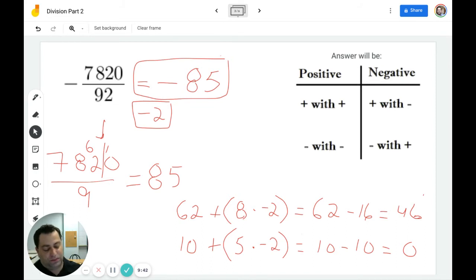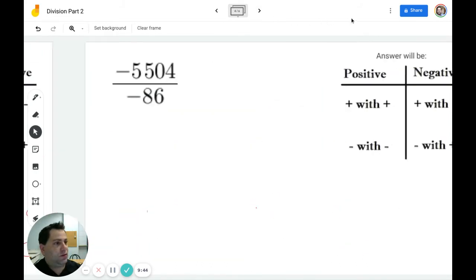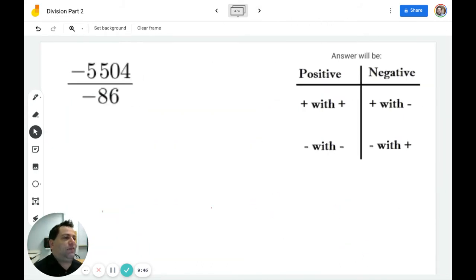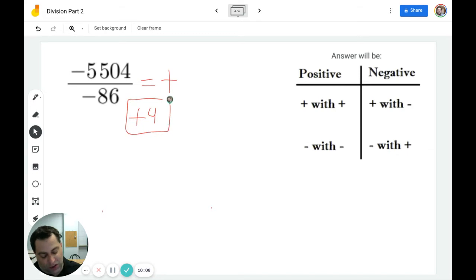Let's try another one. In this example, I have negative 5,504 divided by negative 86. Well, a negative divided by a negative is going to be a positive. 86 is 4 away from 90, so I'm going to use plus 4 as my multiplier. I can rewrite this problem as 5,504 divided by 9.